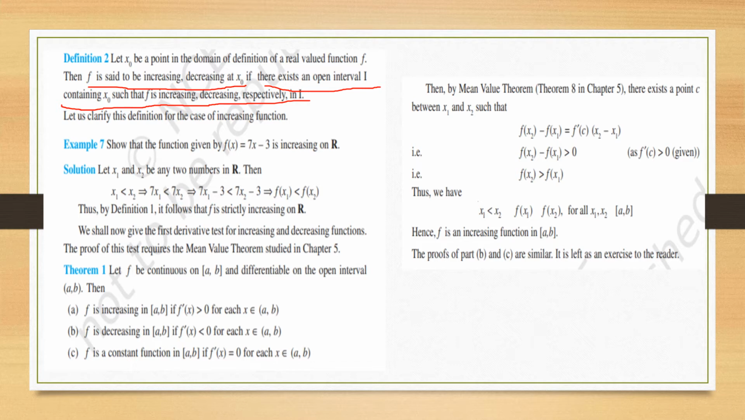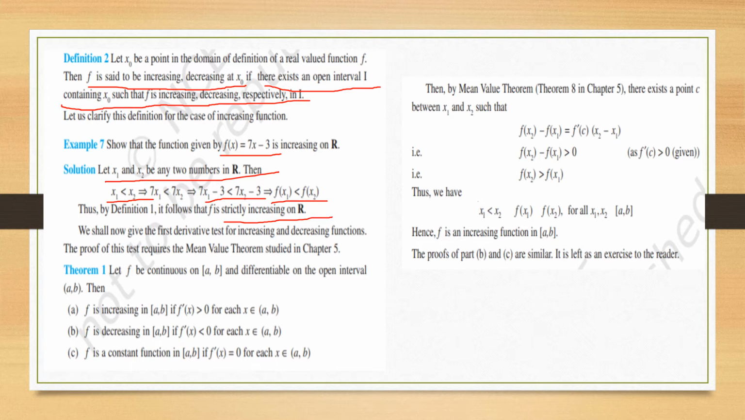So let us take an example: show that the function f(x) equal to 7x minus 3 is increasing on R. R means set of real numbers. So what I will do, I will take 2 points, let x1, x2 belong to R and x1 is less than x2. So 7x1 is less than 7x2, and if I subtract the same number, the result will be the same. 7x1 minus 3 is less than 7x2 minus 3. That means f of x1 is less than f of x2. So the condition is that x1 less than x2 gives f of x1 also less than f of x2. So by definition 1, as the strict sign is there, it is strictly increasing on R.